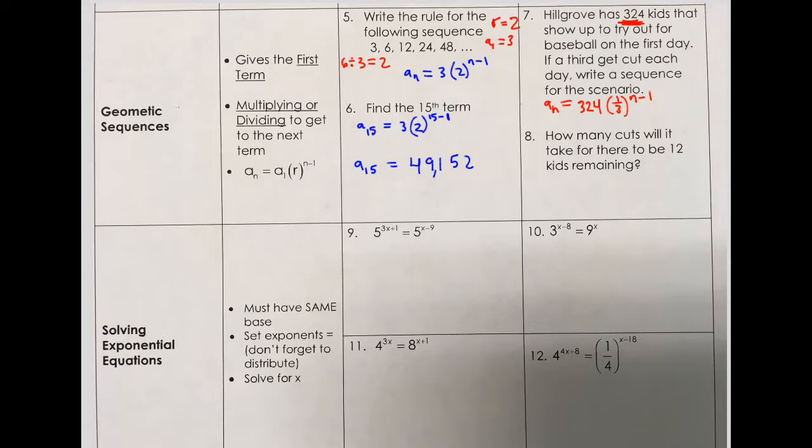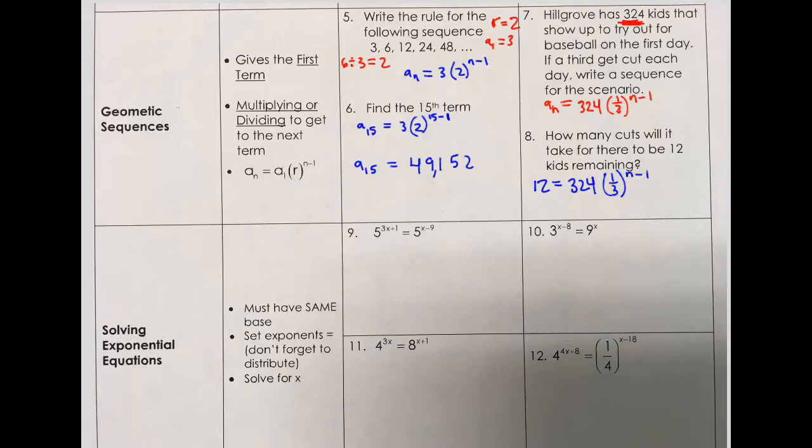So we want to know how many before we get to 12. And so we have to set it equal to 12. So that's 324, and now it's 1/3 to n minus 1. So we could go through and talk about all this complicated math, but I don't even want to think down that path. And so I'm going to tell you how to use the calculator to solve this.